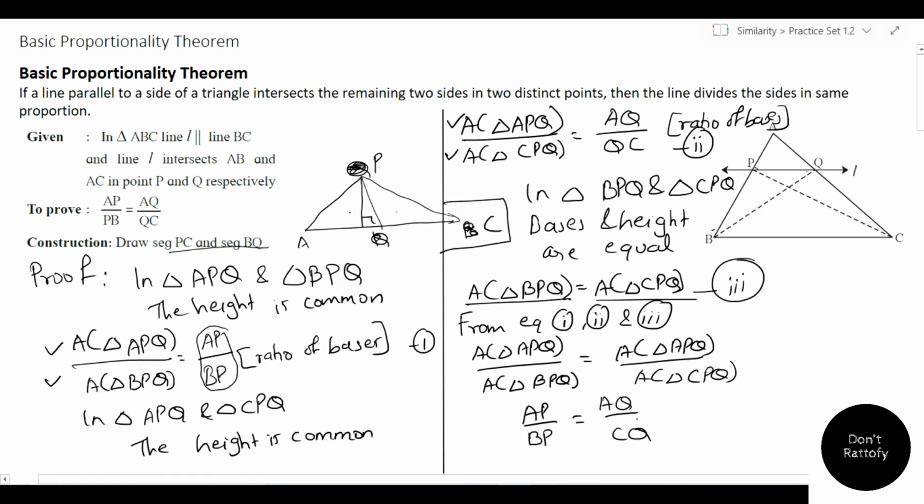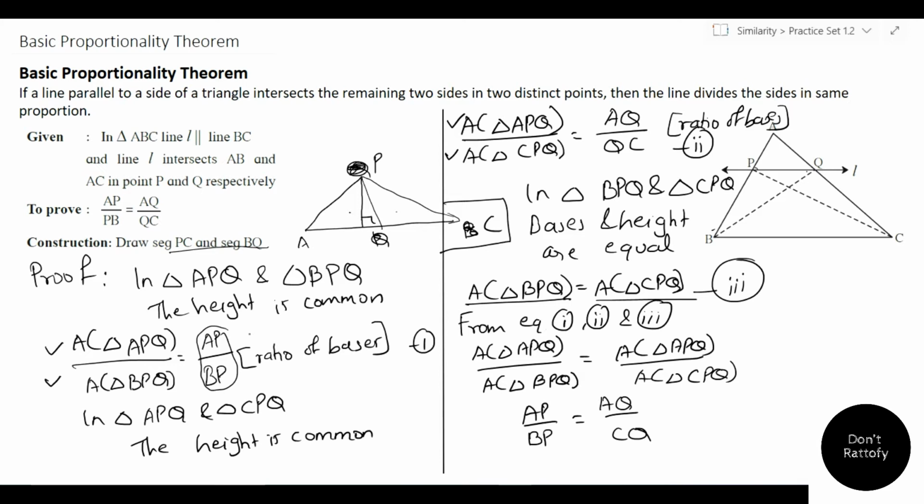Fine, this is what we are supposed to find. That is, you can see in the to prove section that AP upon PB is equal to AQ upon QC. Okay, so in simple terms, if a line is parallel to one side of a triangle and is intersecting the other two sides at two distinct points, then those two points are dividing the sides in the same proportion.